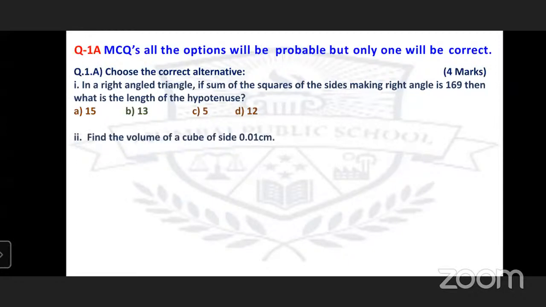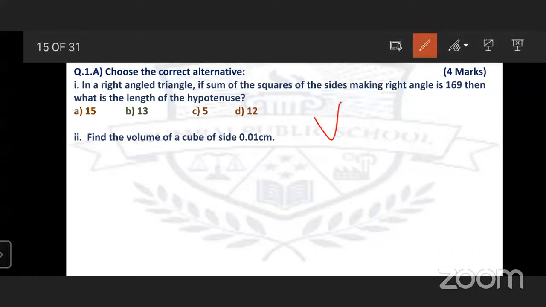Find the volume of a cube of side 0.01 centimeter. So in this question, you have to find the volume of a cube. So first we write the formula. The volume of a cube is length, that is side, cubed. The side is given as 0.01. So here we find volume V is equal to L cube, and we substitute 0.01 cube.